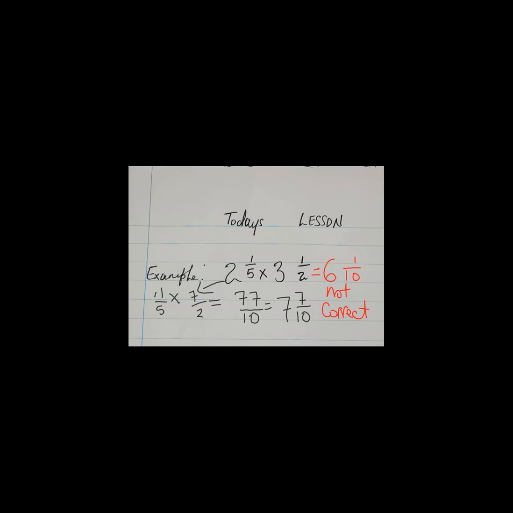Good? Guys? Yes, sir. Good. So in order for us to multiply mixed numbers, we first have to convert them to improper fractions, then we multiply. So don't multiply the whole numbers first. That's incorrect. Any questions there? No, sir. Everybody good? Yes, sir. All right.